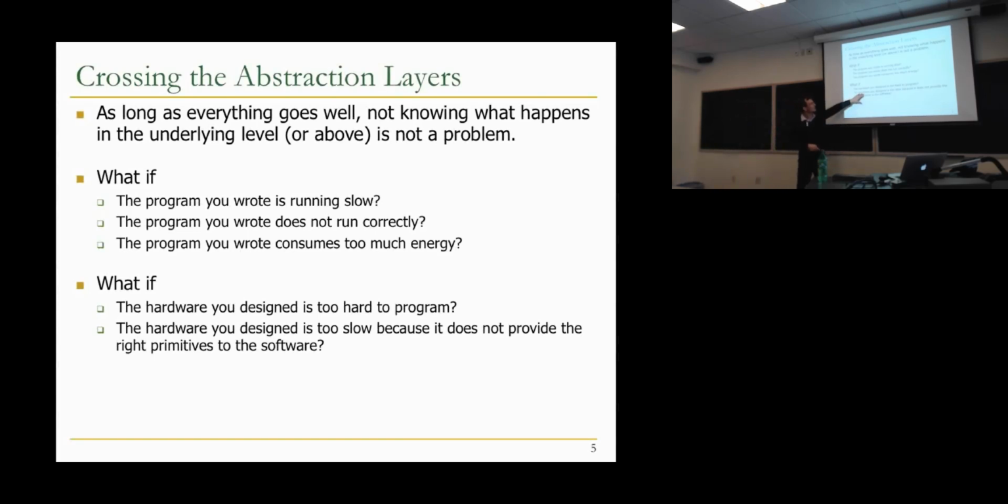Okay, what if the hardware you designed is too slow because it doesn't provide the right primitives to the software? Actually, it could be hard to program because it doesn't provide the right primitives or the right interface to the software. It could be too slow because of that also. Maybe, for example, let me give you an example. We'll see examples of hardware providing instructions to better utilize the cache. Right? I just told you about the cache.